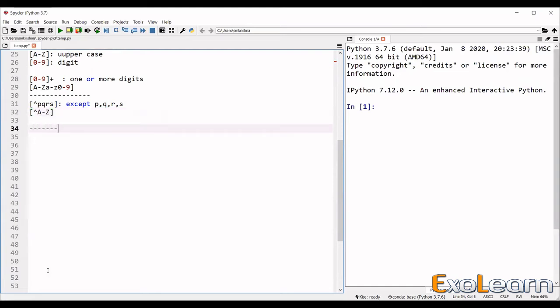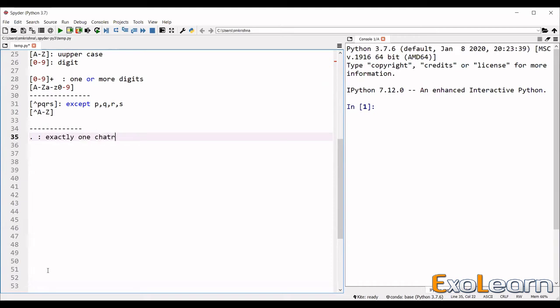Then the next symbol will be dot. Unlike star or plus or question mark, which speak for the character before them, dot takes a stand of its own. It won't speak about the character preceding it. So what is the meaning of dot? It means exactly one character.